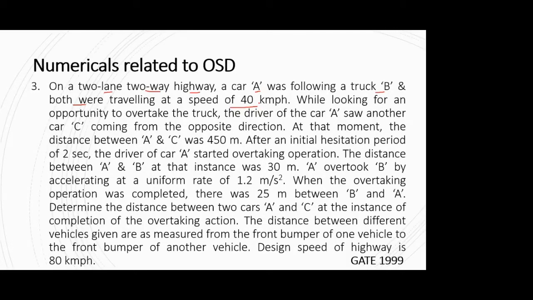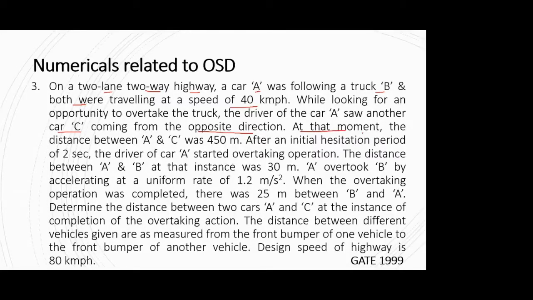This is contrary to what we had seen in the derivation and other numericals, where initially the overtaking vehicle, the fast moving vehicle, was traveling at the design speed, and then it reduced its speed and started following the slow moving vehicle. But in this case, they have clearly mentioned that car A was following a truck B, and both were traveling at the speed of 40 kmph. Now, while looking for an opportunity to overtake the truck, the driver of car A saw another car C coming from the opposite direction. In this sentence, they have introduced the oncoming vehicle C.